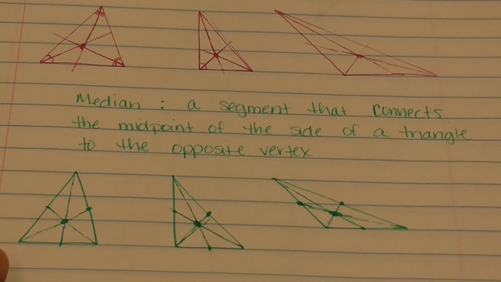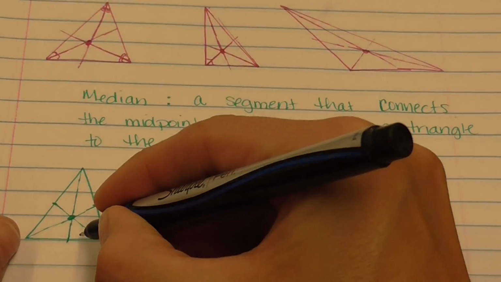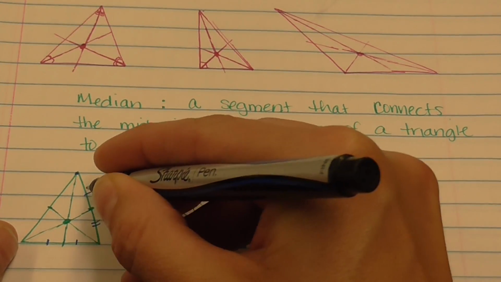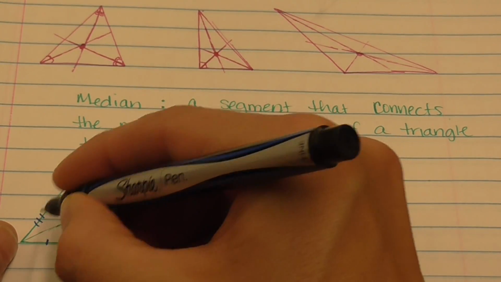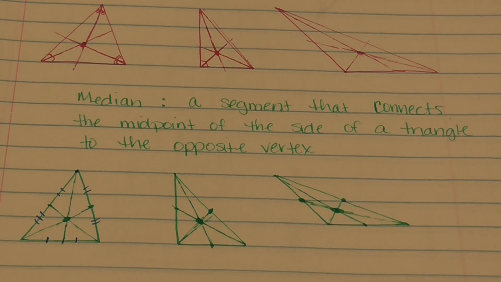A median is a segment that starts at the midpoint of the line and connects it to the other vertex. It really doesn't matter what angle it's going off of. This does not have to be 90 degrees. As you can see right here, that's not a 90-degree angle. Right there you're connecting the midpoint to the opposite angle.